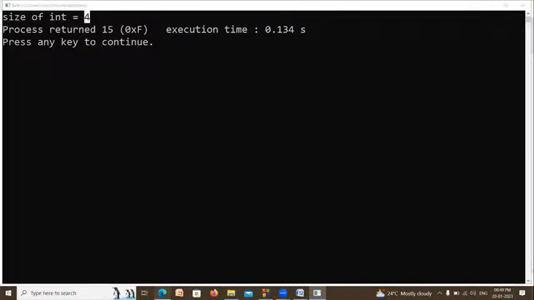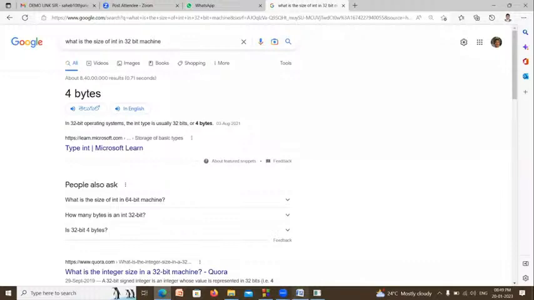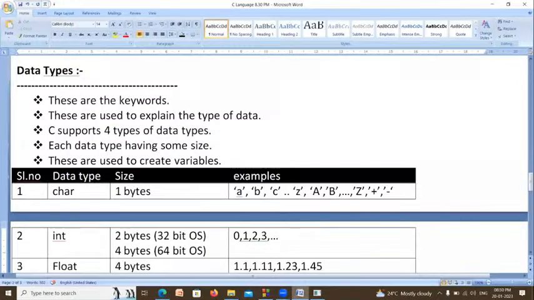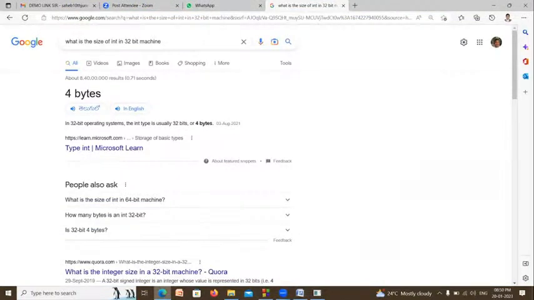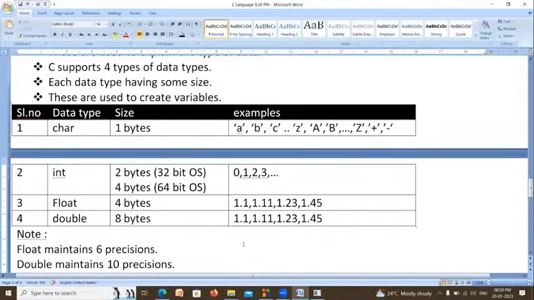Sir, for 32-bit it's 4 bytes, and for 64-bit also it's 4 bytes. No, not like that. It may be on the internet, but I went through so many textbooks. I have been teaching this for 22 years. In the old operating systems, the size of integer is only 2 bytes. That's why I mentioned 2 specially. Okay, right. Okay, sir, thank you.